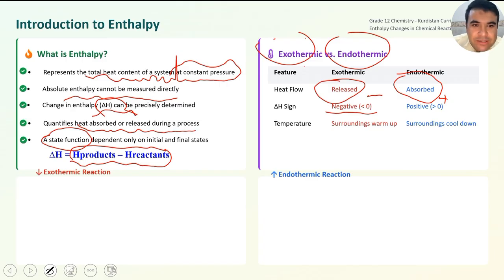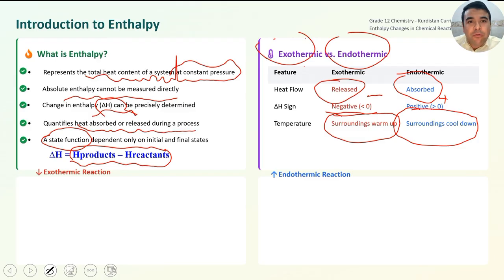The temperature, guys: what will happen to the surrounding when a reaction is exothermic? It warms up the surrounding because it releases a high amount of energy to its surrounding. But in the endothermic, it's just the opposite. It cools down the surrounding environment of the system. When we have a reaction in a specific container like a beaker, in an exothermic reaction we can touch the beaker and feel that it's hot. If it becomes colder, it is an endothermic process.